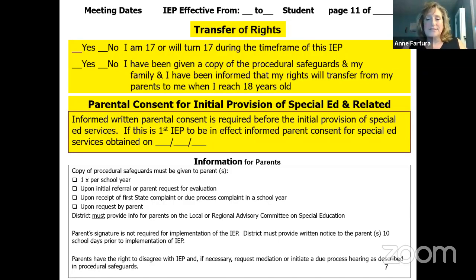Okay, and then I'm just going to briefly touch on this. If this is the first IEP for a student, the very first time that an IEP will be going into effect for this student, then this is the only time that we write in the date on when that first original parent consent was signed for that IEP.